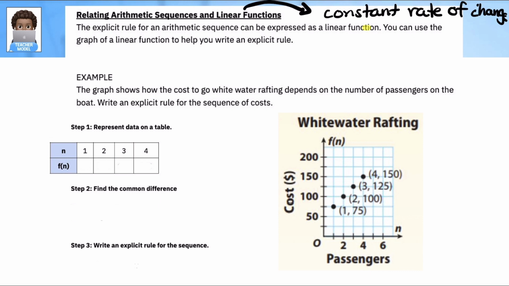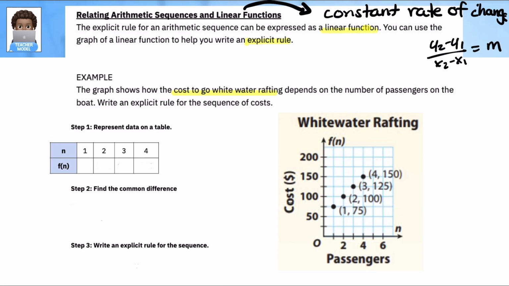Every time we're thinking about constant rates of change, you're probably already thinking of your y2 minus y1 over x2 minus x1, the difference of those two, or you might already just be thinking of your slope. All those ideas can help you, but let's break it down a little bit if that wasn't so clear. So in this graph over here, we're going to look at the cost of going white water rafting. And we're going to try to figure out what would the explicit rule of this linear function be.